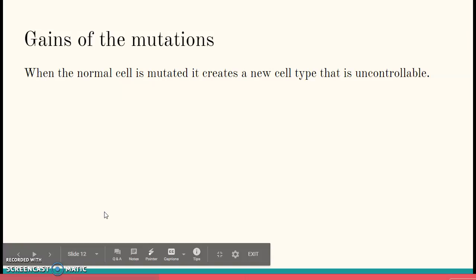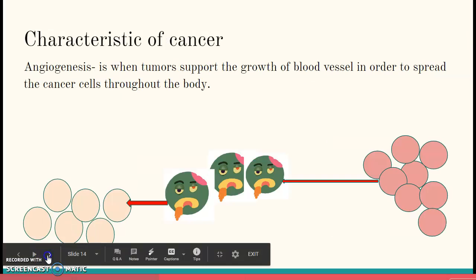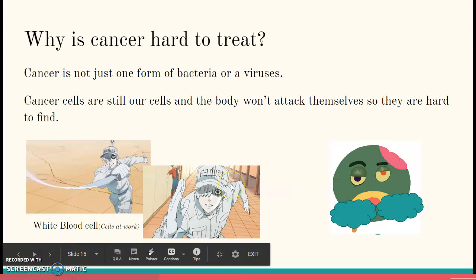And the gain from these mutations is that when normal cells are mutated, it creates a new cell type that is uncontrollable. And another note, going to skip to this slide right here.